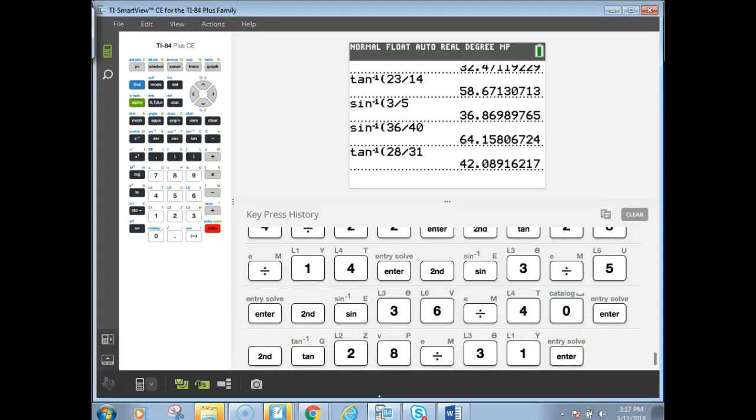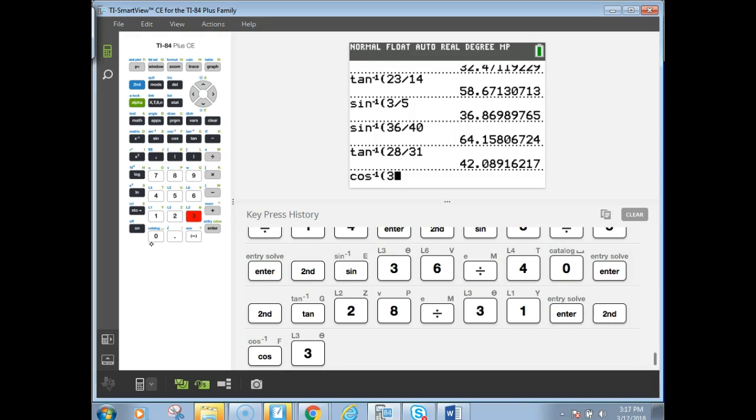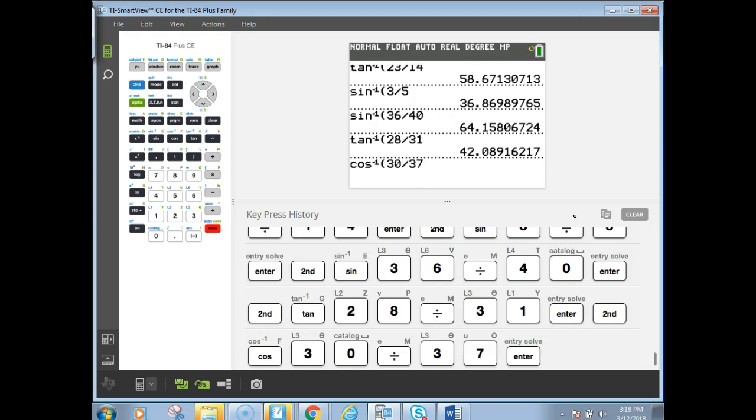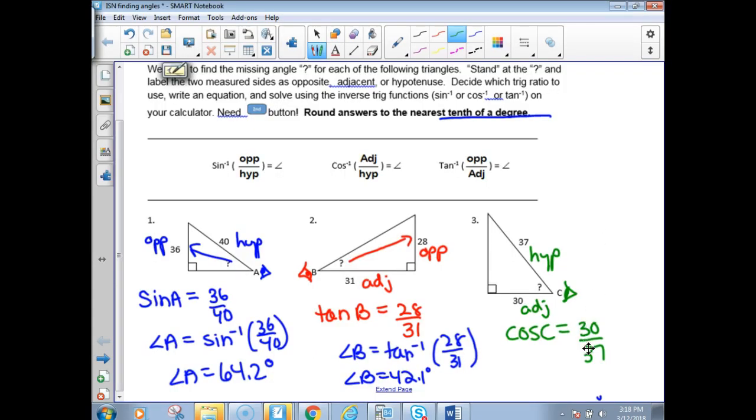You're going to hit second cosine. I forgot, 30 divided by 37? I got 35.8 degrees. Again, this is what you're typing in the calculator. It'll look like cosine with a -1, and you then put in the fraction. And I forgot what angle measure we got just now. It was 35.8 degrees. Make sure you have degrees on your angles, please.